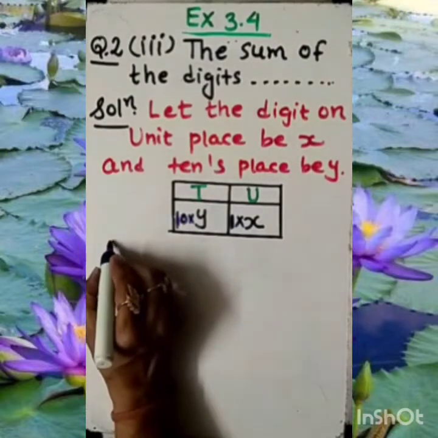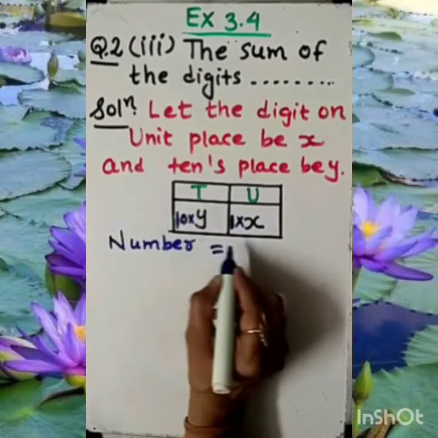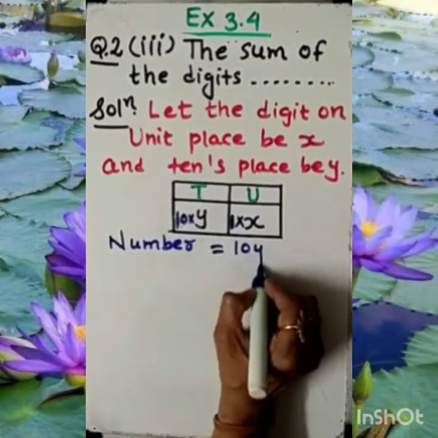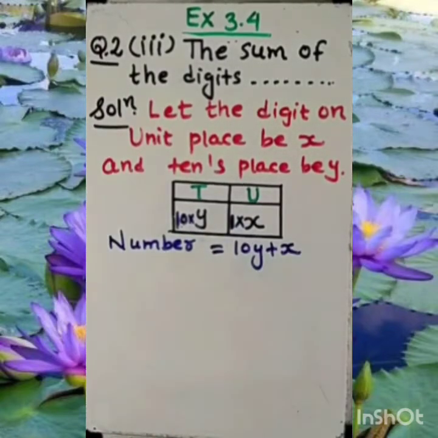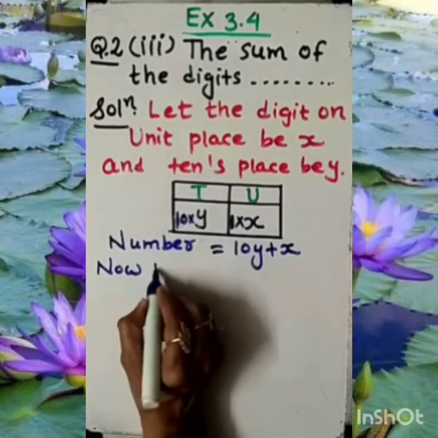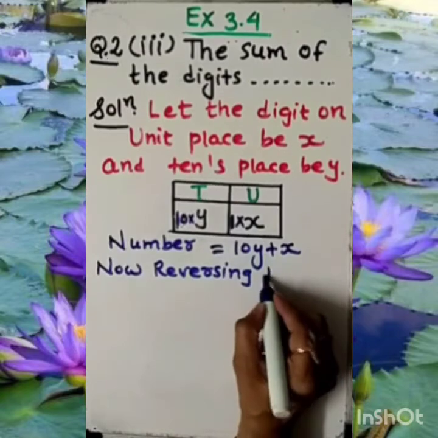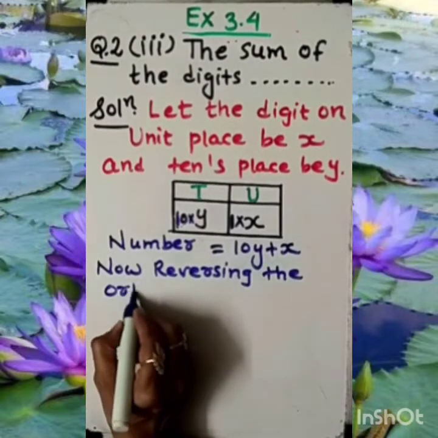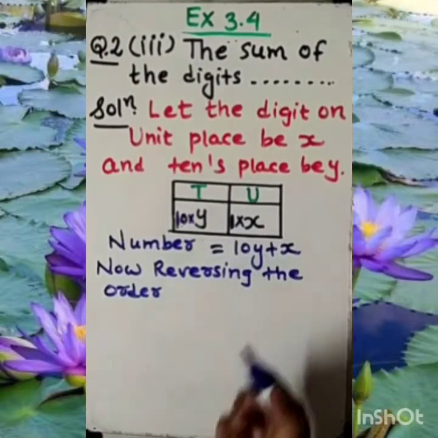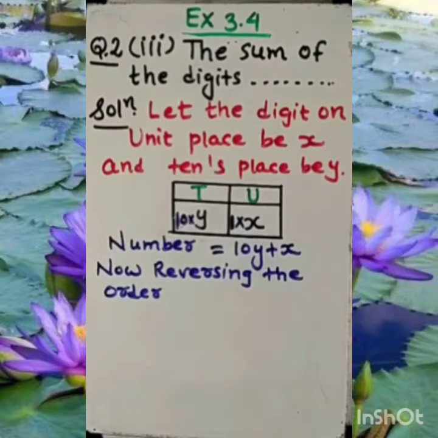So what will be the number? We can say the original number will be 10y plus x. 10y plus x. Now what are they asking us? Now reversing the order. If we reverse the order, then what will be the number? The number will become different than our expectation. What will it be? Let's see.